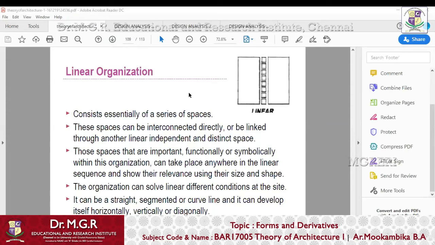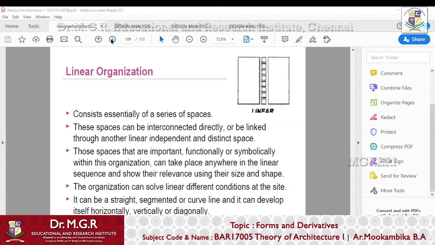Those spaces that are important functionally or symbolically within this organization can take place anywhere in the linear sequence and show their relevance using their size and shape. Generally, it will be of the same size. Sometimes the size and shape may vary. The organization can solve different linear conditions at the site. See, for example, another best example is the classrooms. A stretch of classrooms connected with the help of a corridor. It can be a straight, segmented, or curved line, and it can develop itself horizontally, vertically, or diagonally.